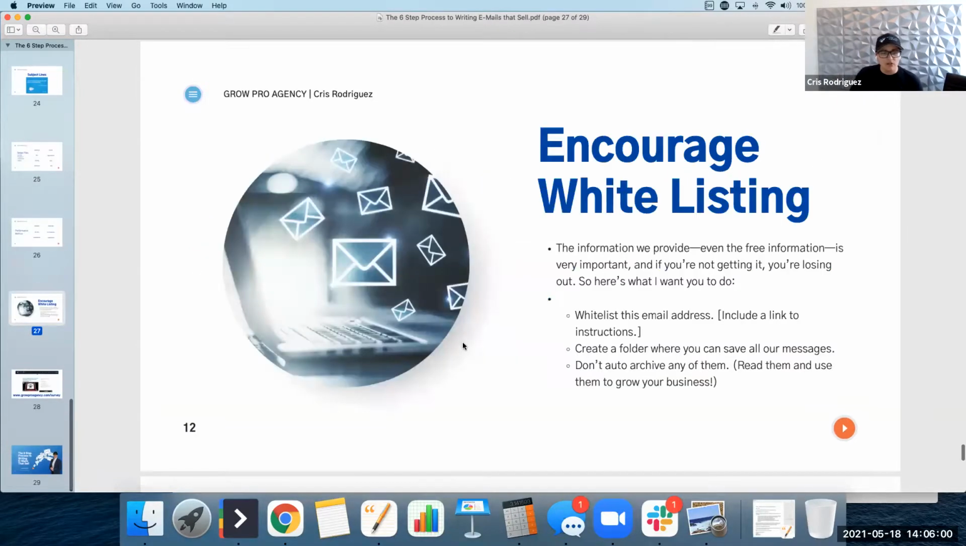Okay. The last thing I want to leave you with is to encourage whitelisting. When somebody first opts into your email, or as you're sending these value emails to them, encourage them to whitelist. When somebody whitelists your emails, it's basically telling their email provider, hey, this isn't spam. I want this to go directly into my inbox. Okay. So I would see how you could work that into the onboarding of any new prospects, any new trials, any new students, because we want to make sure that they are able to get our emails.